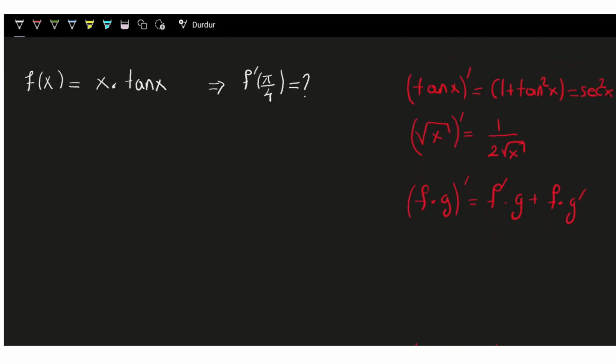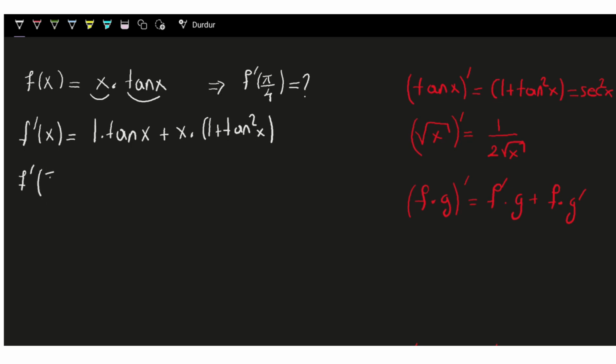Let's solve next example. Derivation function of this f can be obtained by using product rule for derivation. Derivation of the first factor 1 times tangent x plus x times derivation of tangent x, 1 plus tangent square x or secant square x. Now we can substitute x is equal to pi over 4. We got tangent pi over 4, 1, plus pi over 4 times 1 plus tangent pi over 4, 1. We got this. The answer will be 1 plus pi over 2.